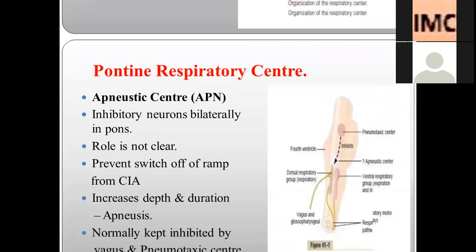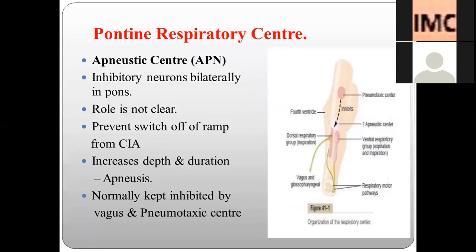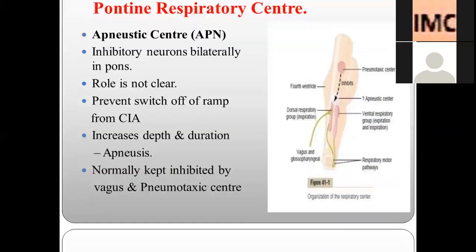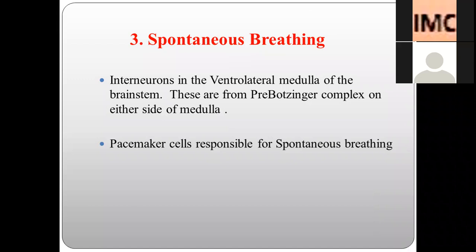In some books, there is a mention of the apneustic center also, but the role of this particular center is not clear. Mainly, it is said that it prevents the switch off of the ramp signal, so it increases the depth and duration, and a prolonged respiration will be possible. Normally, this is kept inhibited by the vagus and the pneumotaxic center. Many books do not mention the apneustic center. So this was the second part of the control, the involuntary control.